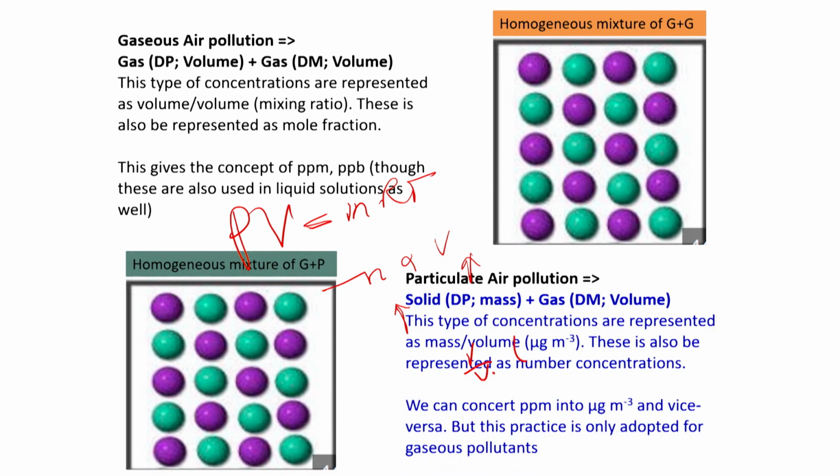Okay. And then the other one is a homogeneous mixture of gas plus particulate. Now, earlier the system was gas plus gas. Mind it that in both cases, our system was homogeneous. If your system is not homogeneous, then the concentration will vary a lot. So, then reporting the concentration will be very difficult, which we will see in the case of aerosols.